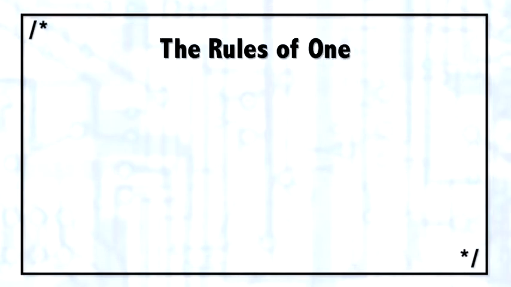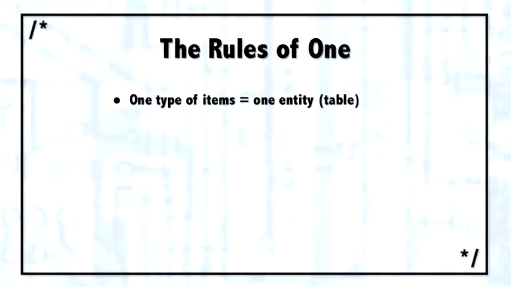So to look at normalization from a positive standpoint rather than a negative way, it's best summarized as the rules of one. Let me explain. If you take one type of items or one group of things, they should all be together inside of one table. Each one item should be represented in the table by one row or one tuple.